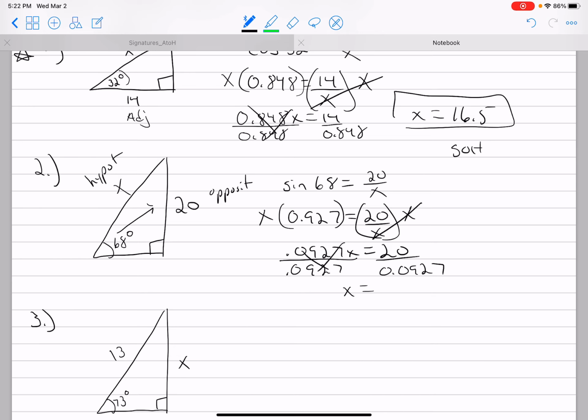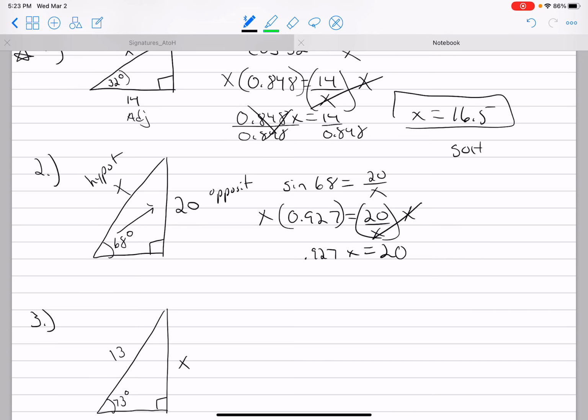x equals, something looks wrong there, but I got 215.74. Oh, I made a mistake. See if you can find it right now. This is 0.927, not 0.0927. I copied it down wrong. This should say 0.927. My bad, y'all.